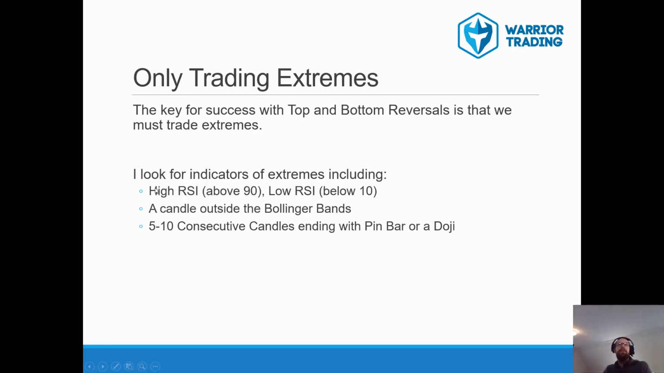The second indicator that I look for is a candle outside the Bollinger Bands, and I'll show you examples of that in just a moment. And the third is I look for 5 to 10 consecutive candles, consecutive green or consecutive red, ending with a pin bar or a doji at the top, or a hammer. That would be okay too. So ending with a candle of indecision, or a candle indicating a possible shift in trend.